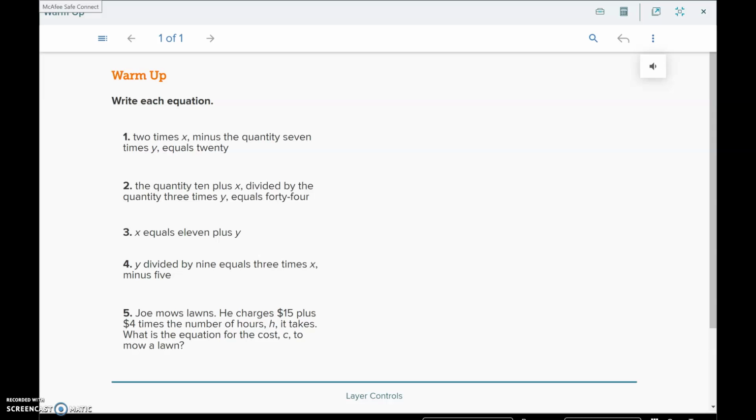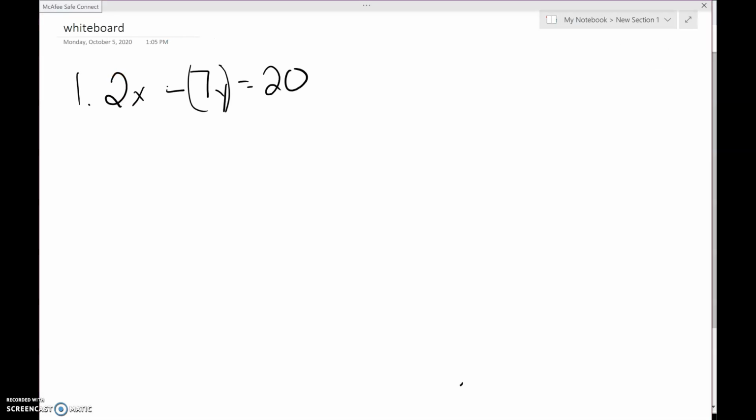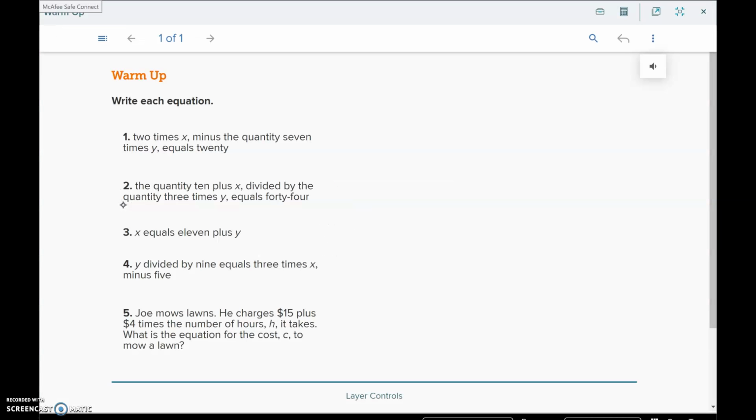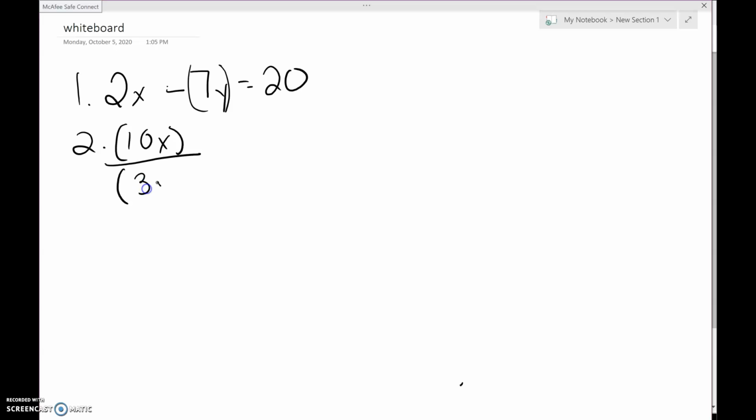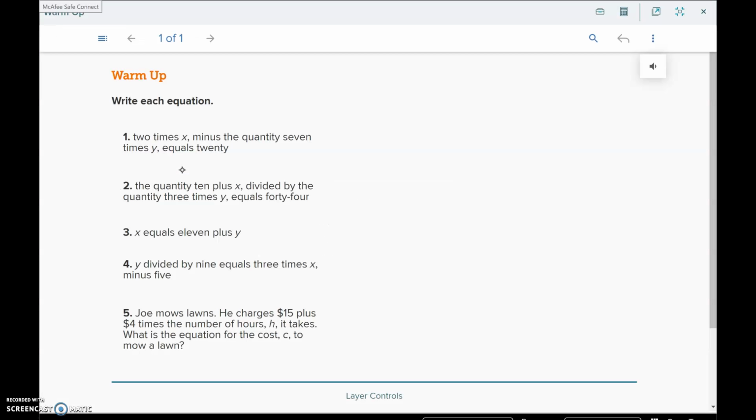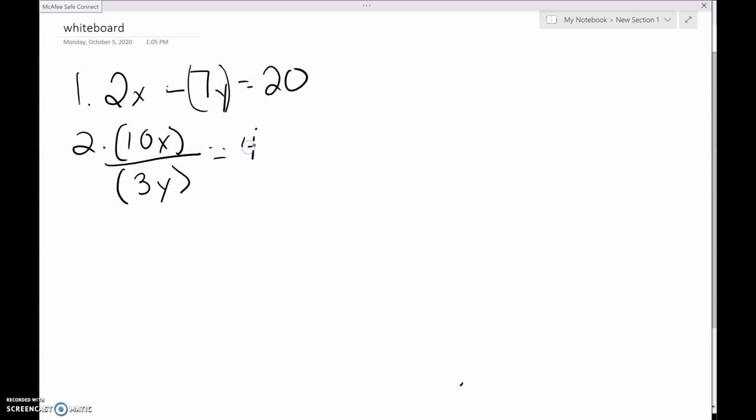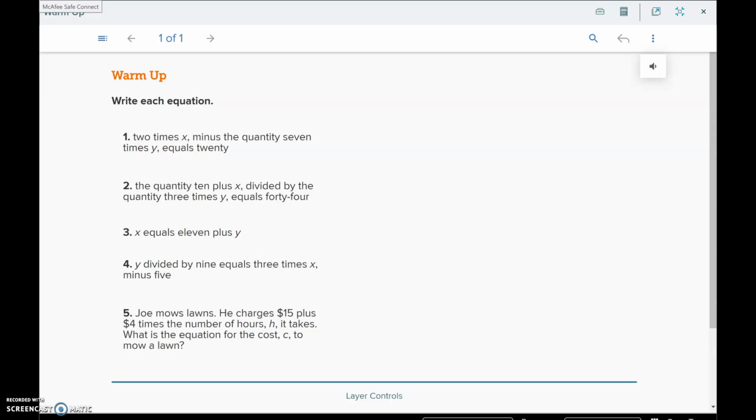Number 2, the quantity 10 plus x divided by the quantity 3 times y equals 44. So we have the quantity 10 plus x divided by the quantity 3y, equals 44. Oops, I'm writing weird. That's super sloppy, but that's how you would write that equation. I think I got all the facts in there.